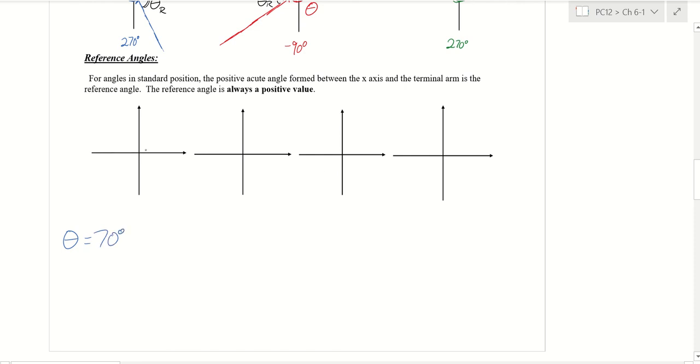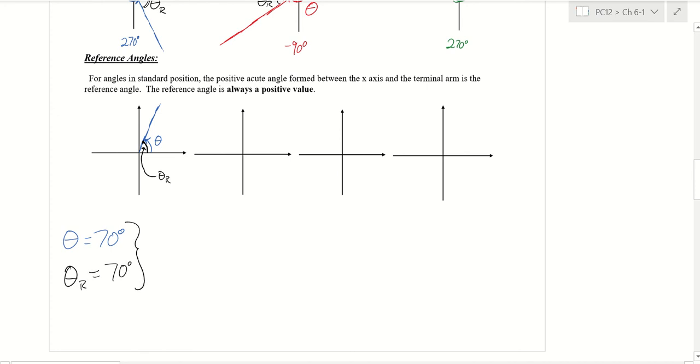And for 70 degrees, we know we're not going to go all the way to 90 degrees. We're just going to go 20 degrees short of that. So that will roughly be angle theta. And now let's listen to the instructions for drawing a reference angle for an angle in standard position. Well, you really just draw an angle from the terminal arm to the x-axis. So here you have your reference angle, and in this particular case, your reference angle also happens to be clearly 70 degrees.